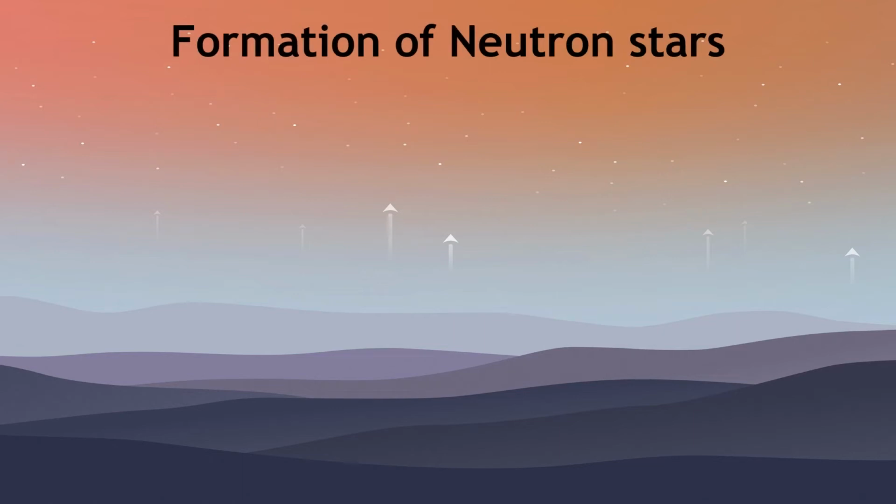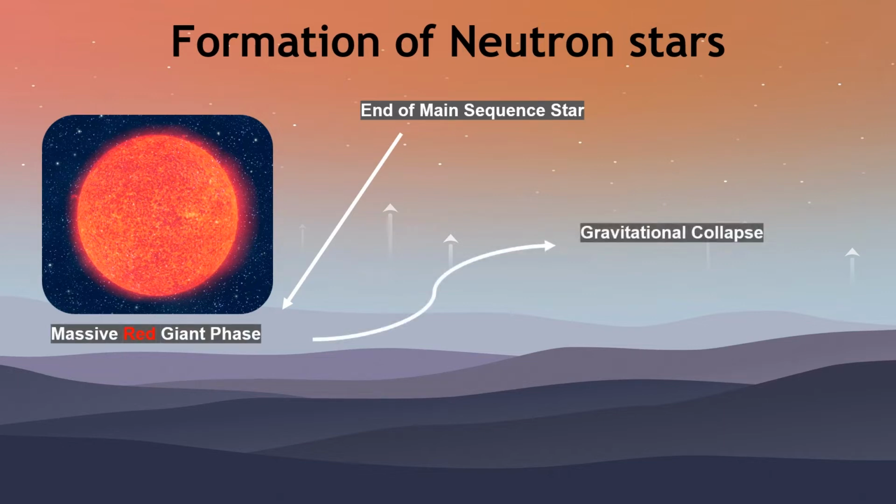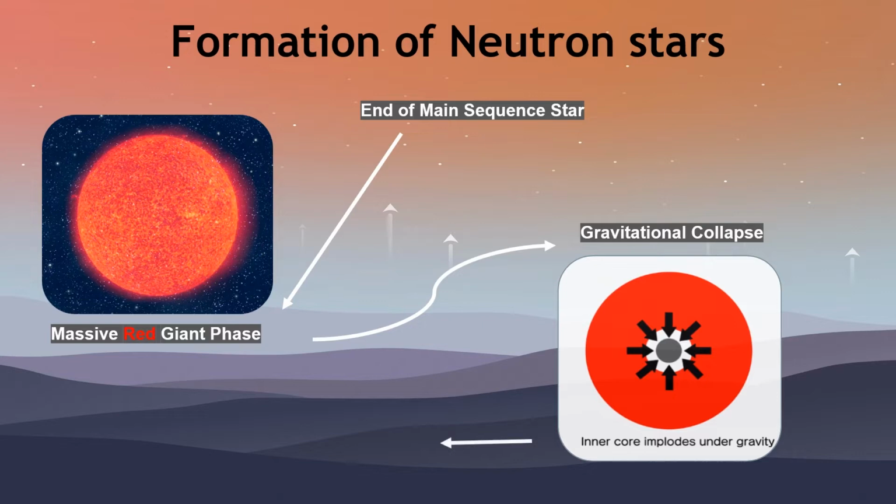Now we are going to discuss the formation of neutron stars. When the star reaches the end of its main sequence lifetime, it enters into a massive red giant phase, which contracts under gravity until a dense core is formed with electron cloud around it.